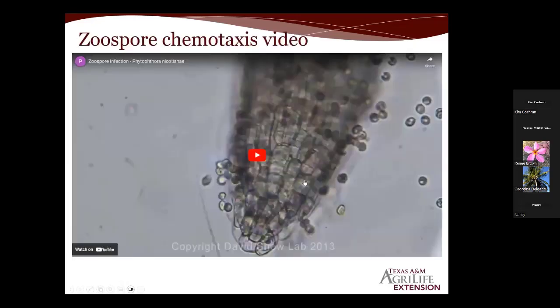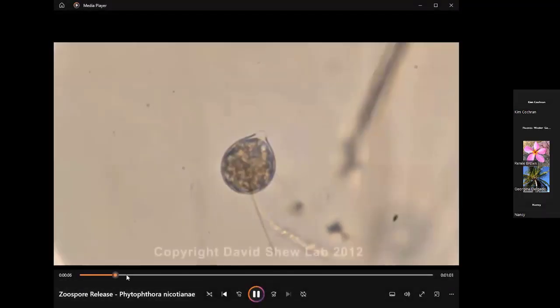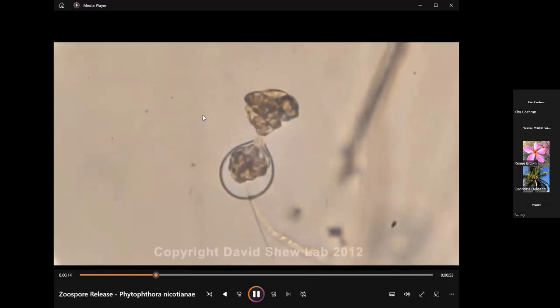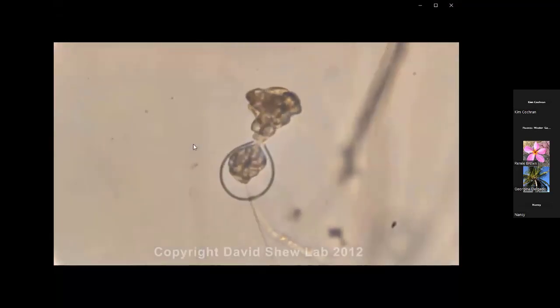So I have a quick little video. Okay, so these little zoospores start out in these little structures right here called sporangia. And when they're mature, they emerge. It's kind of like popping a cork on a champagne bottle. And so this is in a thin film of water, and these little zoospores are able to swim around like little tadpoles. They do have 2 flagella. They're just clear and we can't really see them.